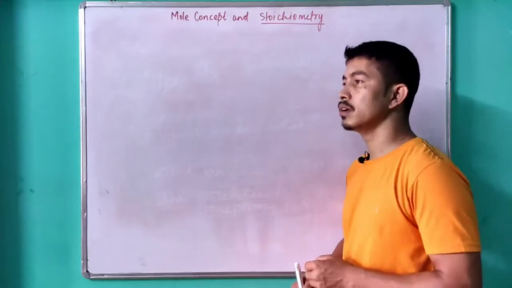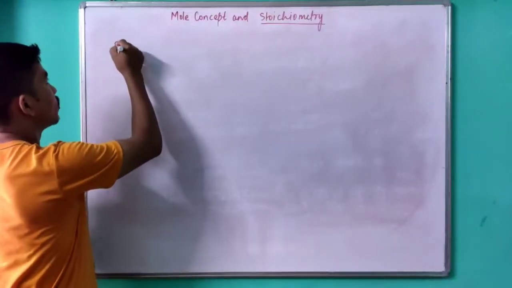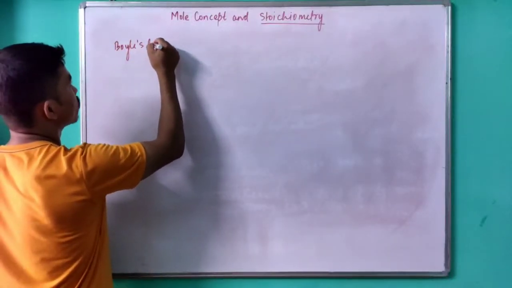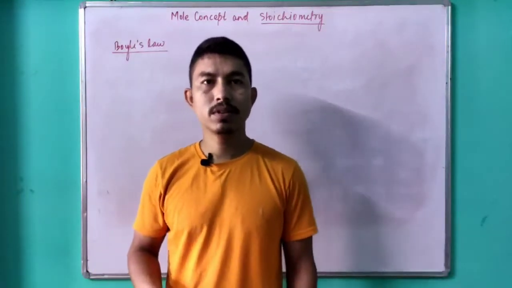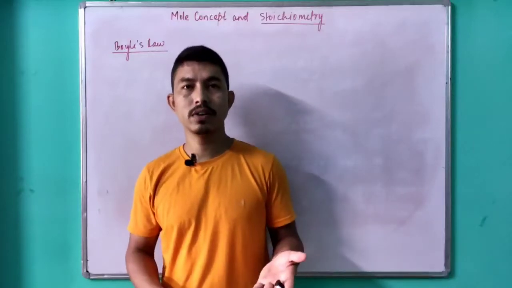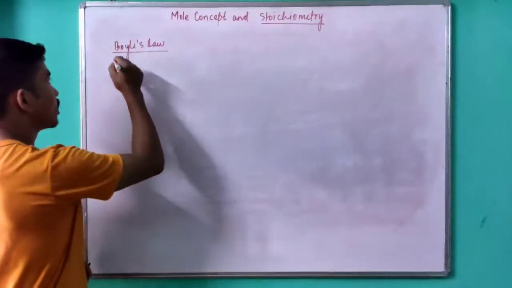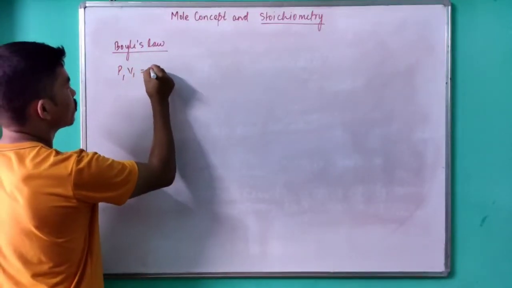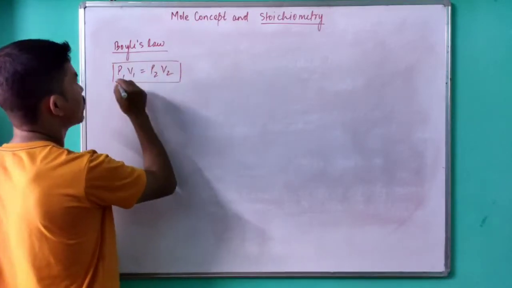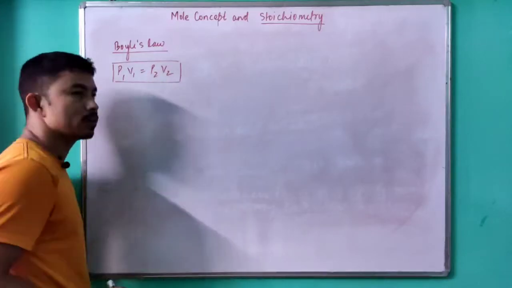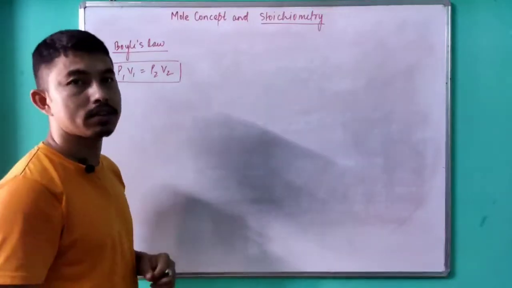So to begin with this chapter, a short revision of what we had learned in class 9. A few of the laws that we learned in class 9 was Boyle's law. So what does Boyle's law state? Boyle's law states that the volume of the gas is inversely proportional to the pressure. So for the two stages of the gas, that is P1 V1 and P2 V2, the mathematical expression of Boyle's law was P1 into V1 is equal to P2 into V2, where P1 and V1 are the pressure and the volume of the gas at stage 1, and P2 and V2 are the pressure and the volume of the gas at stage 2.